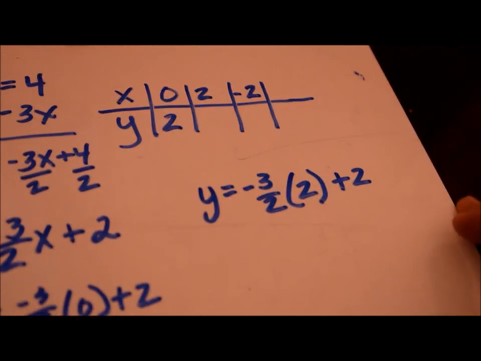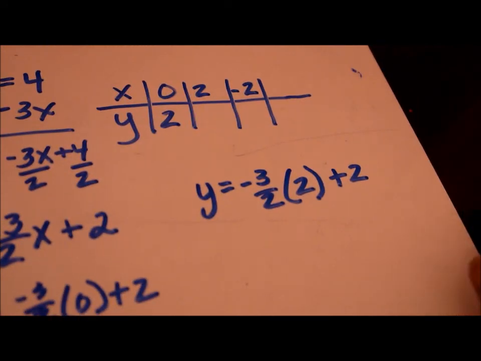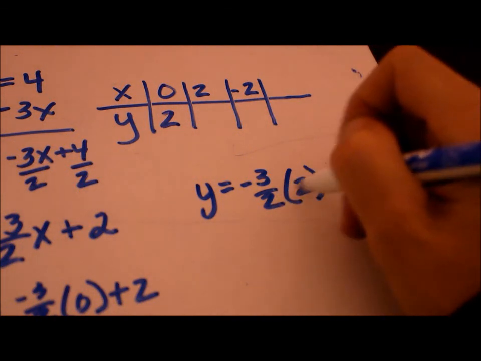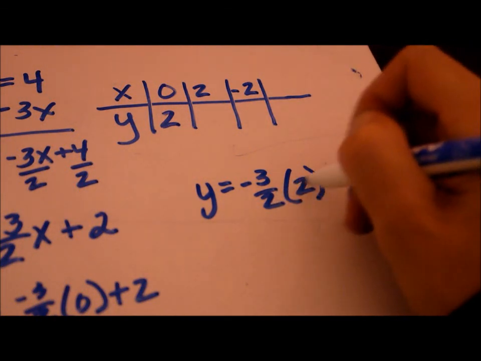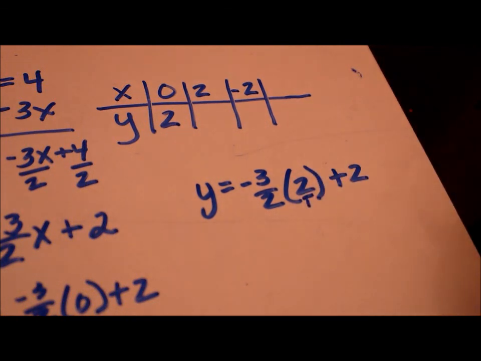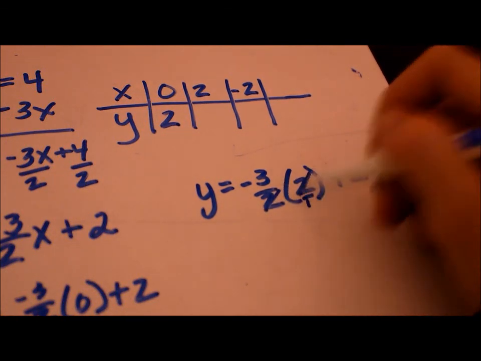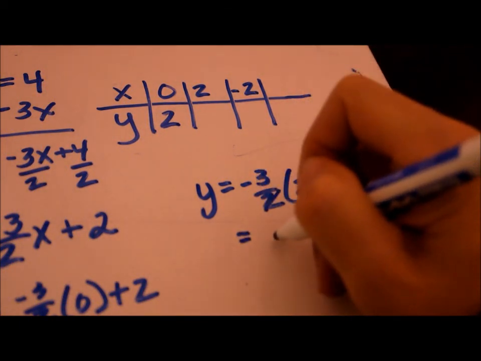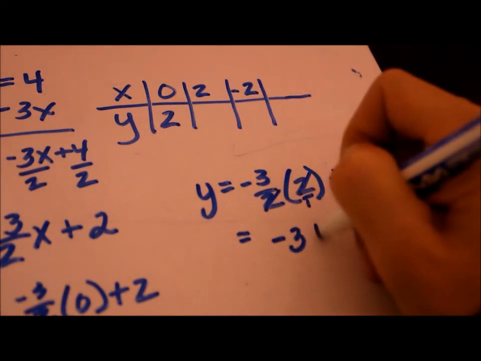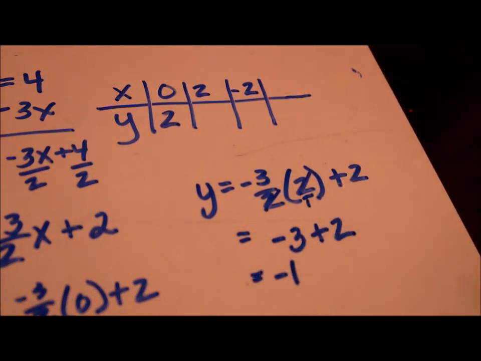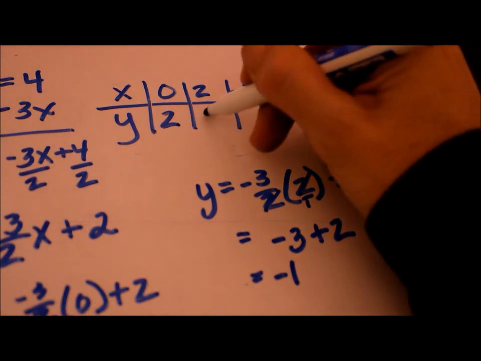Okay, hope you're with me on that. You can always stop, pause, rewind, and rewatch this. Okay, now notice I always like this because these actually will cancel out. This, if you think about it, is up high, and so they cancel each other out. And now we have -3 plus 2, okay, which is -1. So that goes up here.